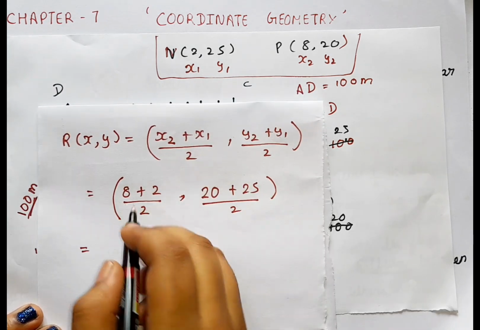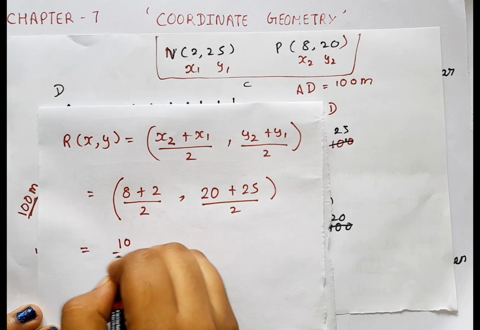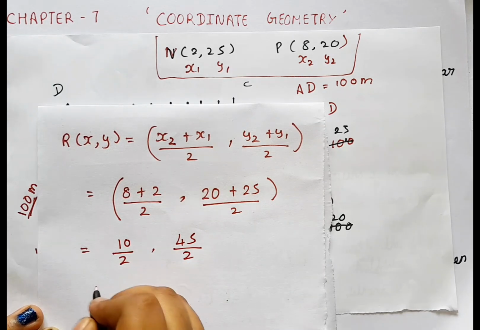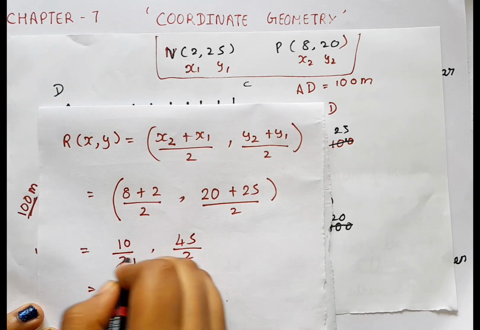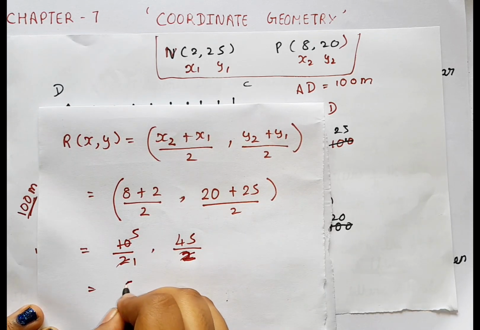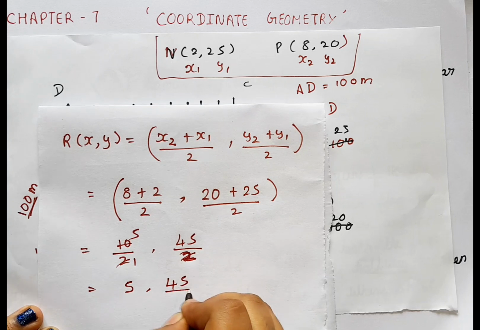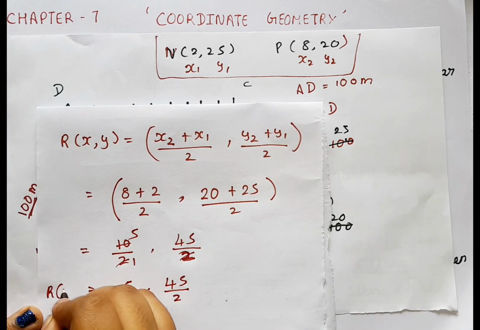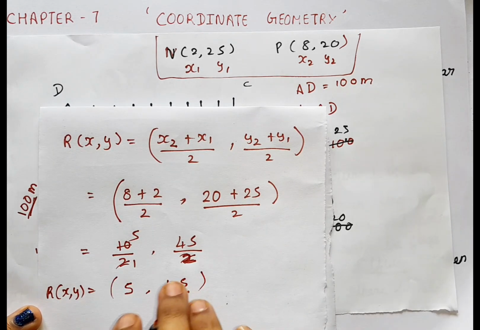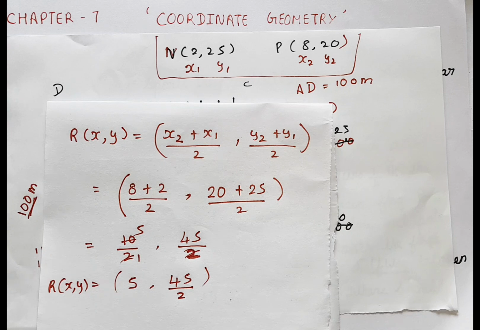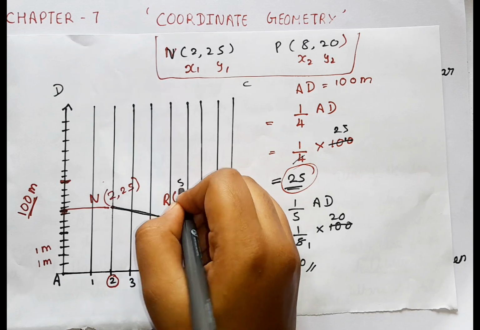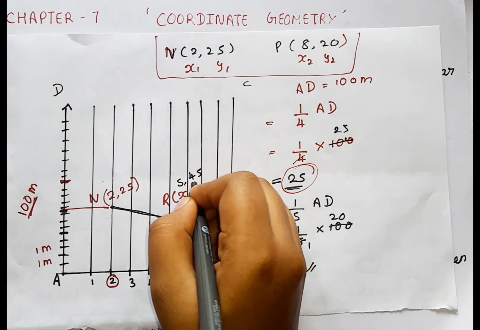Okay, so now 8 plus 2 is 10 divided by 2, comma 20 plus 25 is 45 divided by 2. Okay, so cancel. Oh, sorry, we can't cancel it. So we got 5 comma 45 by 2. So these are our x and y values. Finally we got it, isn't it? So what are the coordinates for Rashmi? The coordinates for Rashmi is 5 comma 45 by 2.